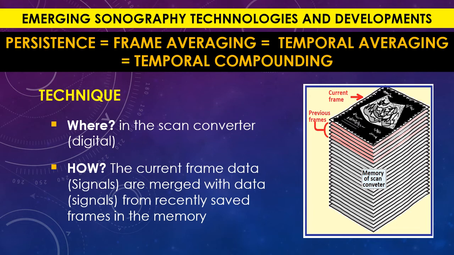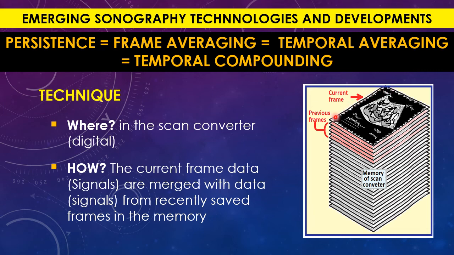So when you activate persistence, it is obtained in the scan converter. Scan converter is the last step just before the display. In the scan converter, every frame is formed first as an image and then it's sent to the display. But when you hit persistence, what happens?